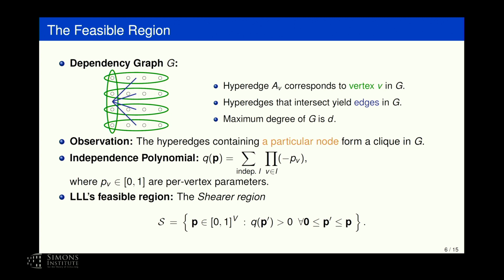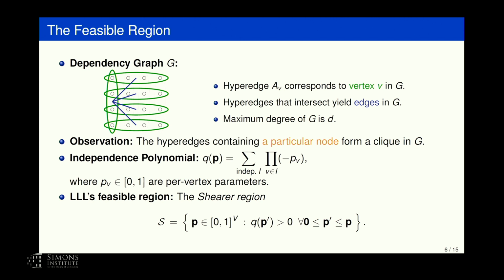OK, so back to the feasible region in the previous picture, this purple region that we were trying to stay within. What is this feasible region? I said it was the region of good colorings, but then we had fractional points inside it, and I didn't tell you what the fractional points are. So here's how we will define the feasible region. It's called the Shearer region, and it's defined using these independence polynomials. Here's the definition: the independence polynomial at every point p prime that is majorized by the point p must be strictly positive.